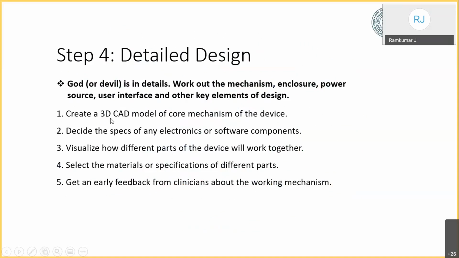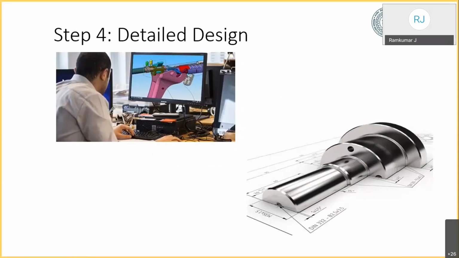So for detailed design, again, CAD is exhaustively used. There we decide the specification for electronics, visualize how different parts are derived, select the material and give feedback. So these are all the detailed designing, wherein dimensions are measured and tolerances are given for manufacturing. These are CAD models which are developed.